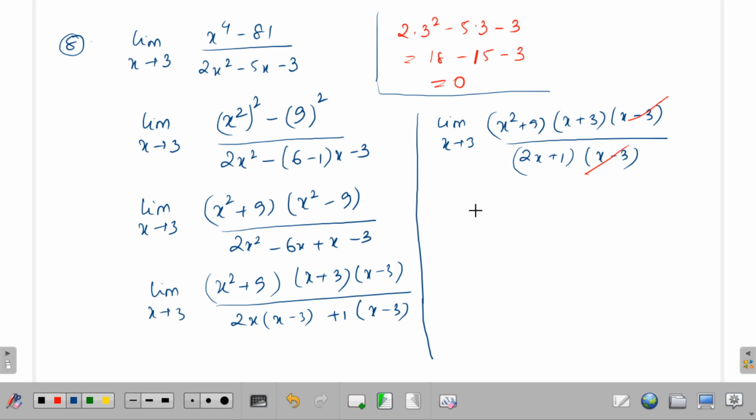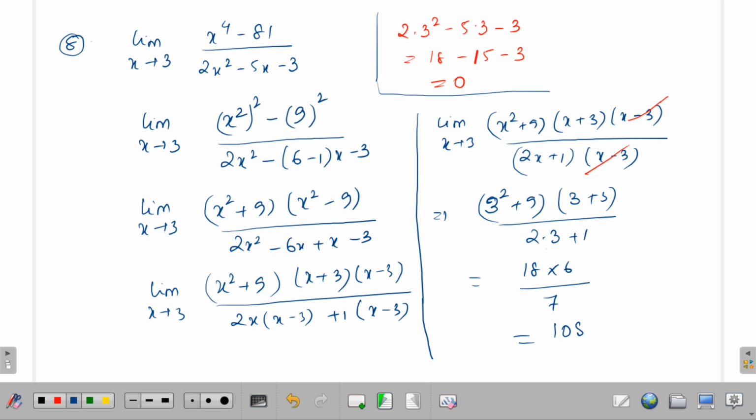Now in the next step, just put the value for x, which would be 3 squared plus 9, and then nothing more than your 3 plus 3 divided by 2 into 3 plus 1. So 3 squared is 9, 9 plus 9 is 18. So that will be your 18 into 6 divided by 2 is 6, 6 plus 1 is 7. So which is nothing more than your 108 by 7. Okay, so that's all about your question number 8.